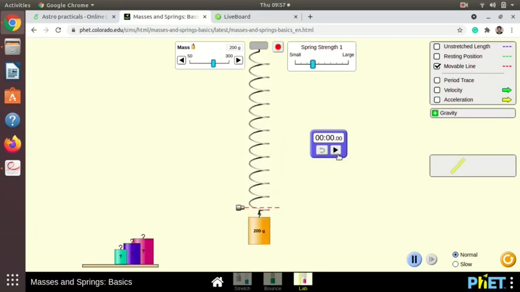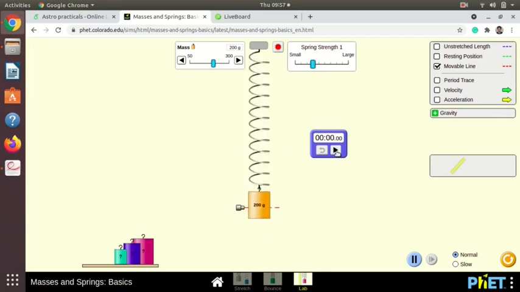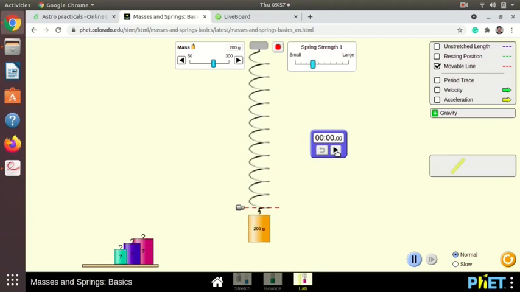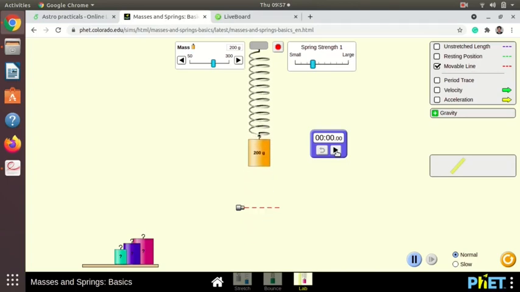Error can occur when we tap the timer button, so we will measure a number of oscillations. Suppose we take 10 oscillations, we will divide the time by 10. Suppose we take 20 oscillations, we will divide the time by 20. So at a certain position, I will start the timer. Start.